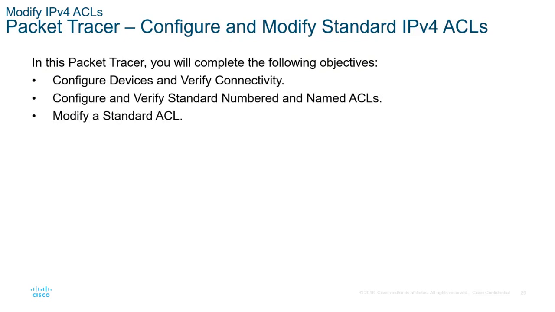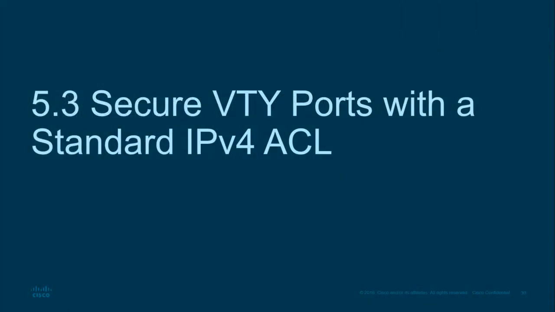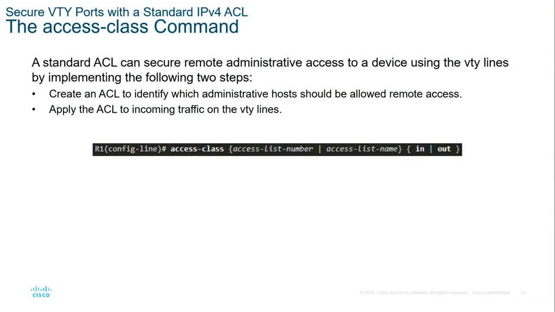So we have another packet trace activity. You complete the following objective: configure the devices and verify connectivity. Configure and verify standard numbered and then named ACLs. Then modify the standard access control list. So secure VTY ports with a standard IPv4 access list. Now, we need to secure the virtual terminal ports, which is for remote access, with a standard IPv4 access control list.